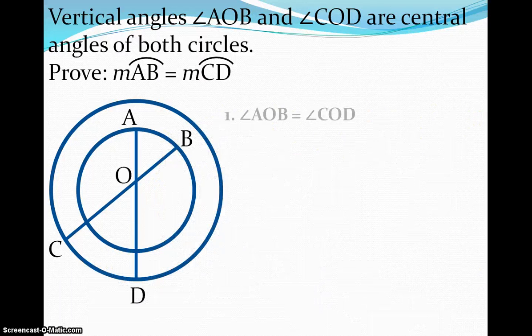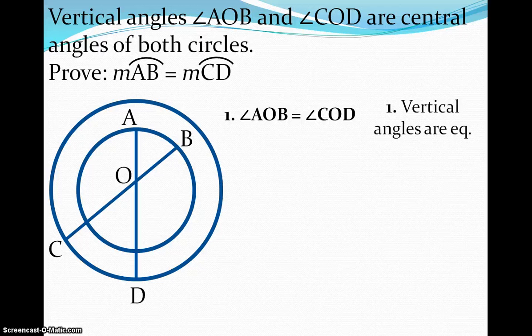So let's start off with what we know. We know that angle AOB is equal to angle COD. Well, why do we know that? Based on our description before, we know that vertical angles are equal. That hopefully was pretty straightforward.